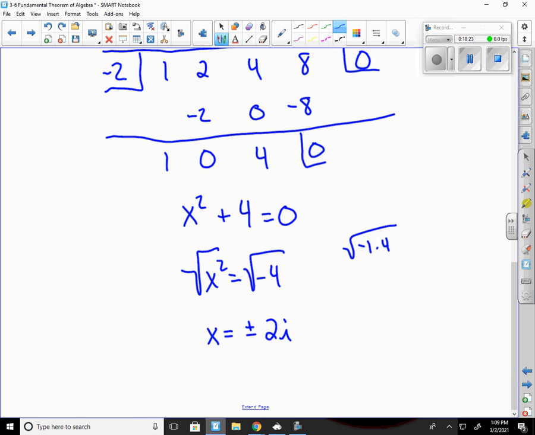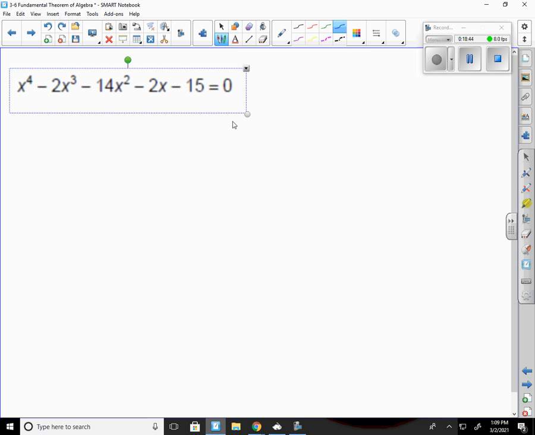My roots are x equals 2, negative 2, and then you can either write 2i and negative 2i, or you could write plus and minus 2i. I'm fine with either. Next one.